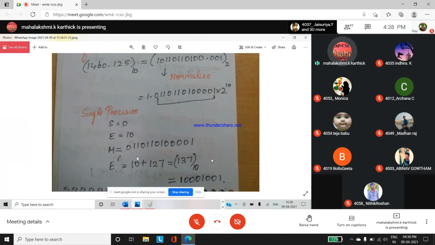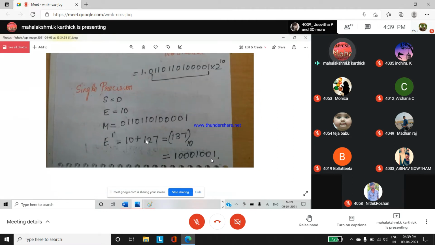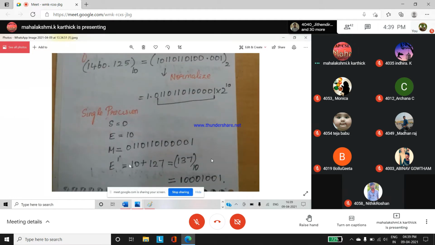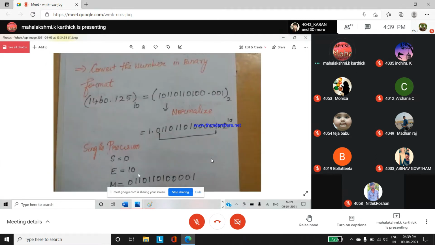Next. As you know, E plus bias: E value is 10 plus bias value 127 equals 137. Now, how do we have to simplify this value? We have to simplify the exponent so that we can represent it correctly bit-wise in the format. So these are the processes you have to do. Very simple. Need not get confused.